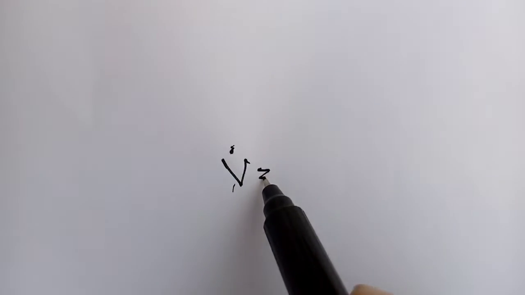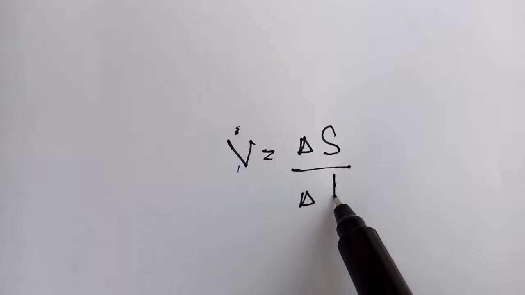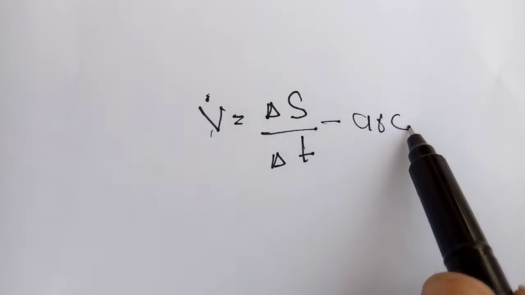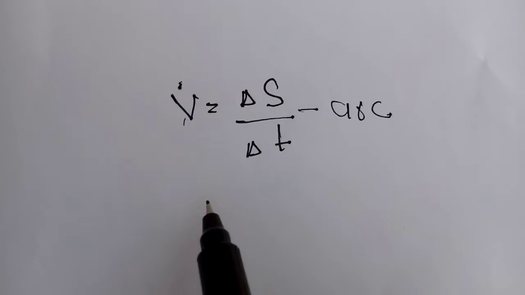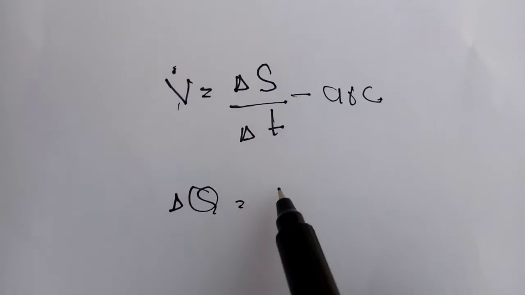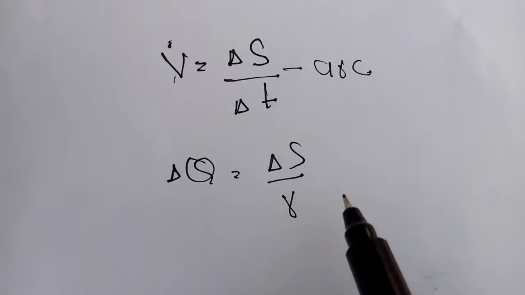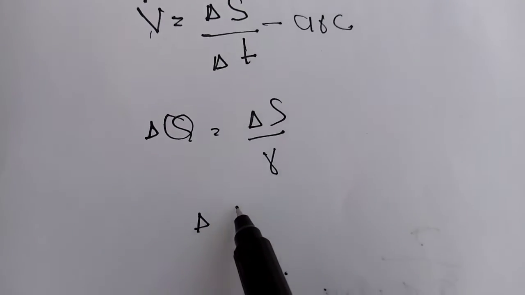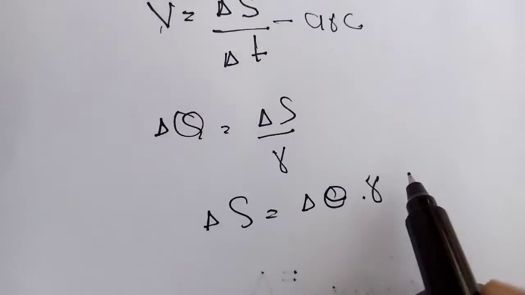We know that velocity is equal to delta s by delta t. Delta s means arc length distance, and we also know that delta theta is equal to delta s, the arc length, divided by r, the radius of curvature. Rearranging this, delta s would be equal to delta theta into r.